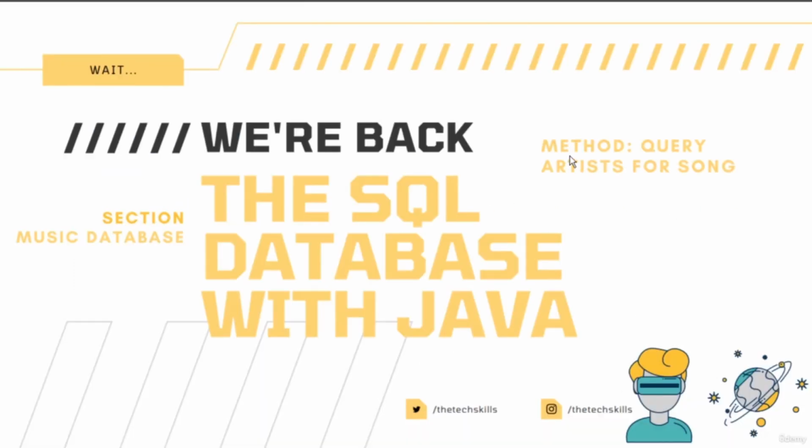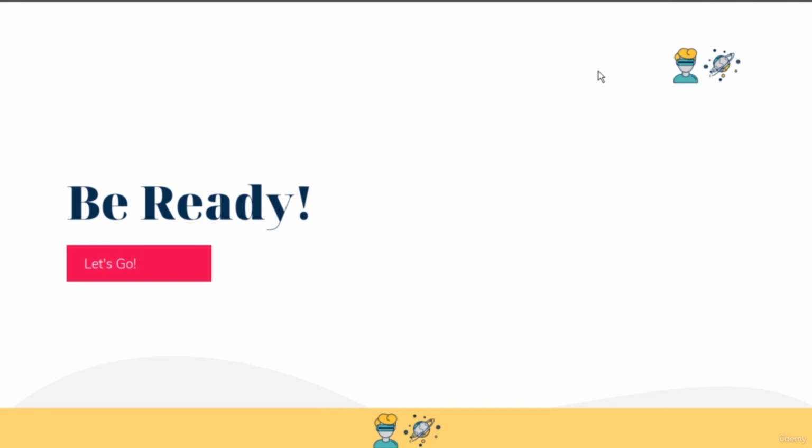Today we're going to be creating the method responsible for querying the artist for a particular song. We can know the song title, and then we may want to know who is singing that song. For example, I can say 7 Rings. Who sings that music is Ariana Grande. So that's what we're going to build today, a method to solve this task for us. Given a song title, give us the artist who sings that song. So be ready and let's go.